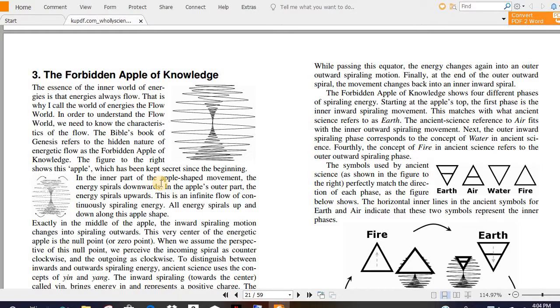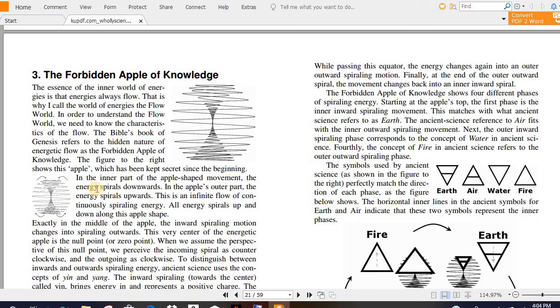So anyway, here goes. The essence of the inner world of energies is that energies always flow. That is why I call the world of energies the flow world. In order to understand the flow world, we need to know the characteristics of the flow. The Bible's book of Genesis refers to the hidden nature of energetic flow as the forbidden apple of knowledge. The figure to the right shows this apple, which has been kept secret since the beginning.